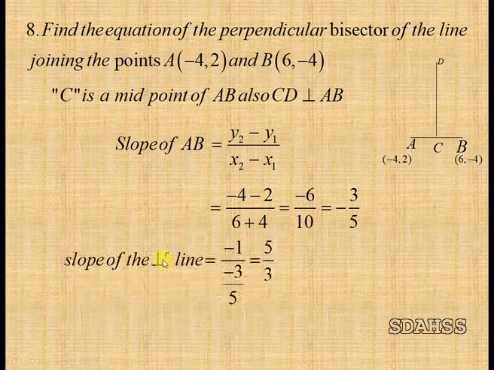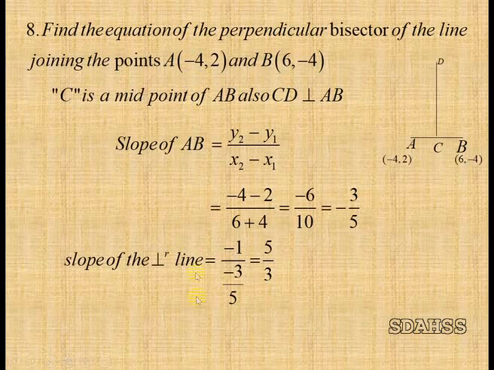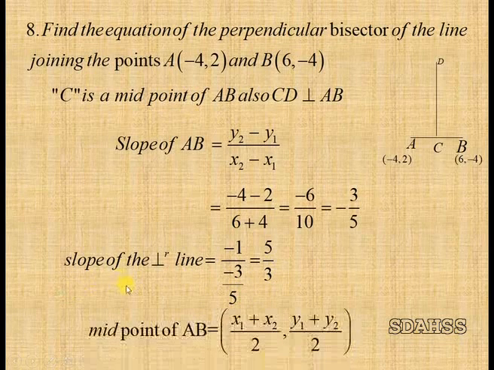Then the slope of the perpendicular line. Slope of the perpendicular line is minus 1 by m, where m means slope. So minus 1 by minus 3 by 5. Cancel the minus signs and then take the reciprocal. Then you will get 5 by 3. Then find the midpoint of A and B.